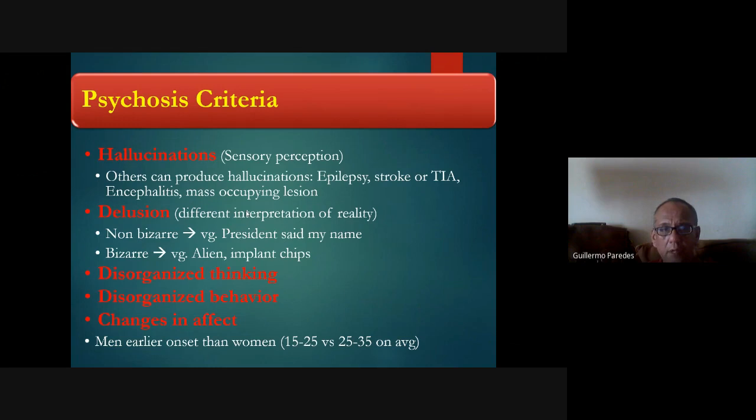Psychosis criteria, hallucinations. You need to differentiate what is a hallucination from a delusion. Delusion is a fixation of ideas. You're going to have a different interpretation of reality. The most common example will be: somebody is trying to kill me. Somebody is trying to kill me. Okay, well, nobody's here to kill you.